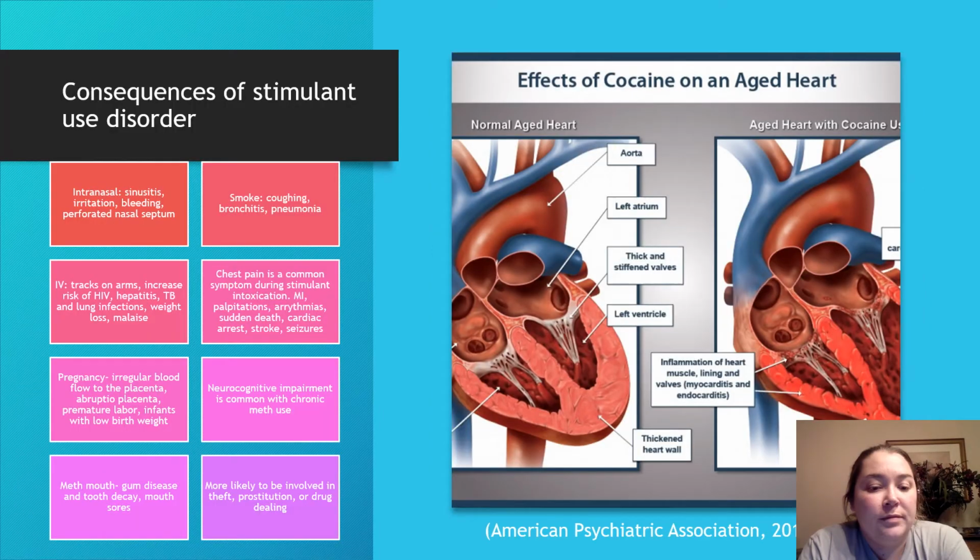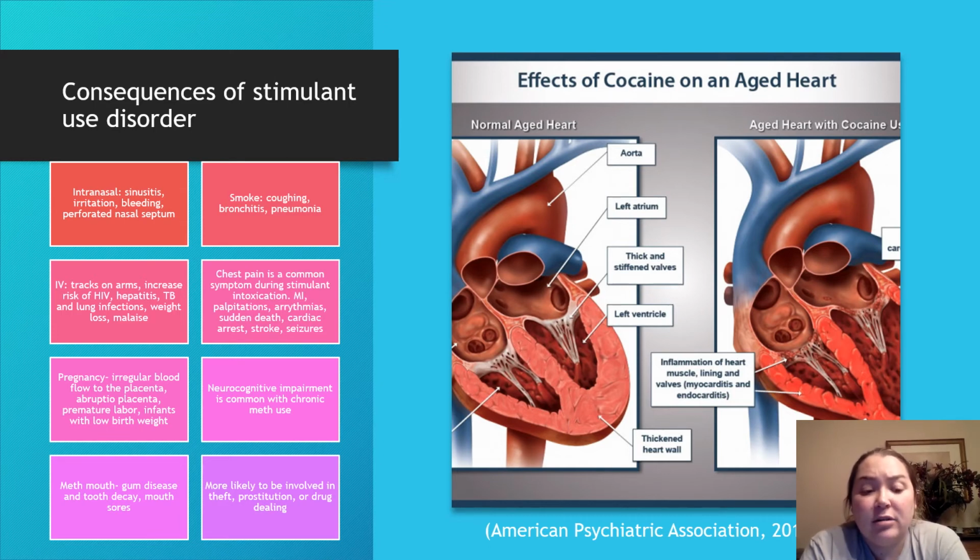So there are definitely some consequences to stimulant use disorder and how it affects your body. Intranasally, it can cause you to have nosebleeds, sinusitis. Smoking can cause coughing, pneumonia. IV use can cause HIV, hepatitis, lung infections, weight loss. Chest pain is common with people who use cocaine. It can cause myocardial infarctions, palpitations, arrhythmias, sudden death.